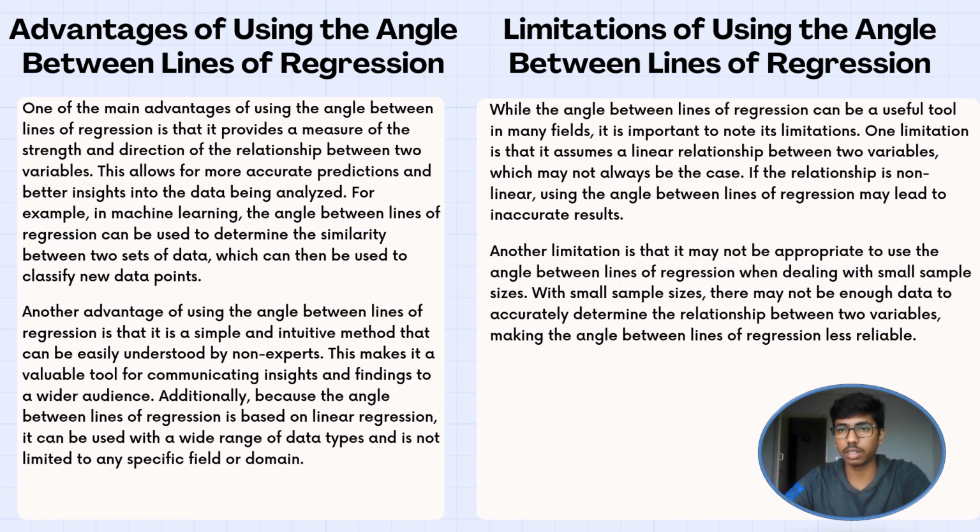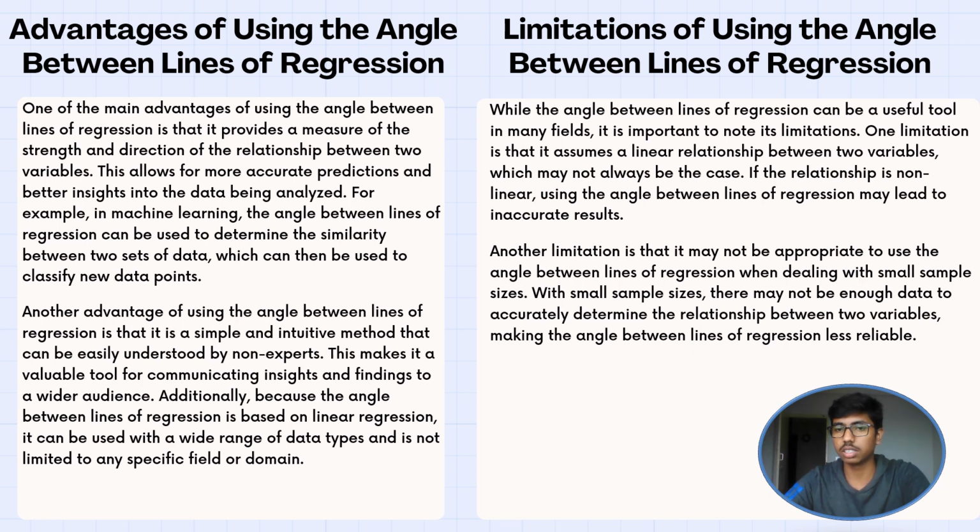Limitations of using angle between lines of regression. While the angle between lines of regression can be a useful tool in many fields, it is important to note its limitations. One limitation is that it assumes a linear relationship between two variables, which may not always be the case. If the relationship is non-linear, using the angle between lines of regression may lead to inaccurate results.